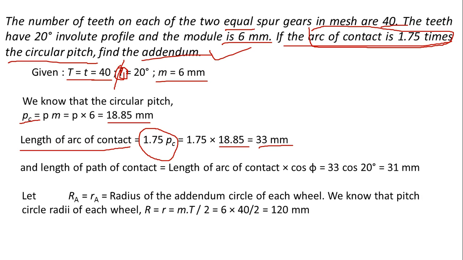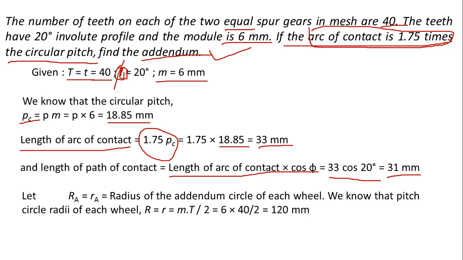Okay. Then the length of path of contact, you know that is nothing but length of arc of contact multiplied by cos phi. Reverse now. So you know that arc of contact is path of contact divided by cos phi. So path of contact is multiplication of arc of contact into cos phi. So from here you get 33 cos 20 degrees, so you get 31 mm. So all we are going reverse now.